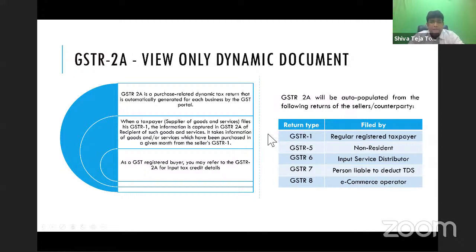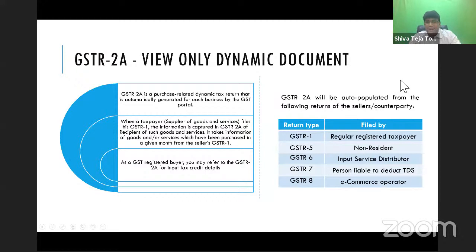Where a taxpayer files his GSTR1, information is captured in GSTR2A of the recipient of such goods and services. It takes information of goods and services which have been purchased in the given month from the seller's GSTR1. As a GST registered buyer, you may refer to GSTR2A for input tax credit details. Now see right side, GSTR2A will be auto-populated from following returns of the sellers or counterparties.